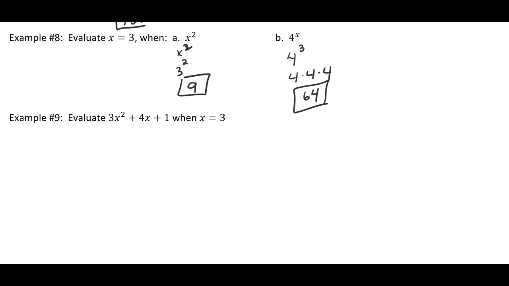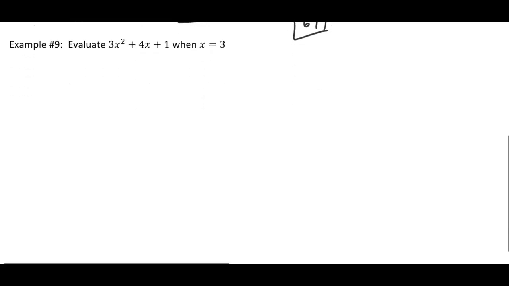Okay, example 9. The expression's a little bit bigger here. You've got 3x squared plus 4x plus 1, and now we're going to let x equal 3. Notice that x appears twice in the expression. X is going to be 3 in both parts. So it's going to be 3 times 3 squared. Notice I used parentheses because I want to make sure I do the exponent part first and then the multiplying.